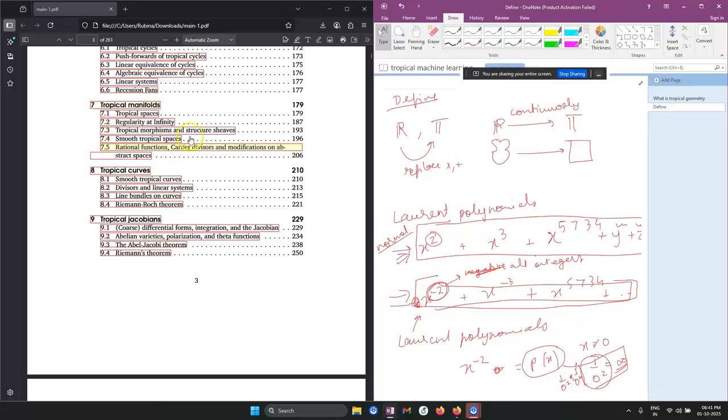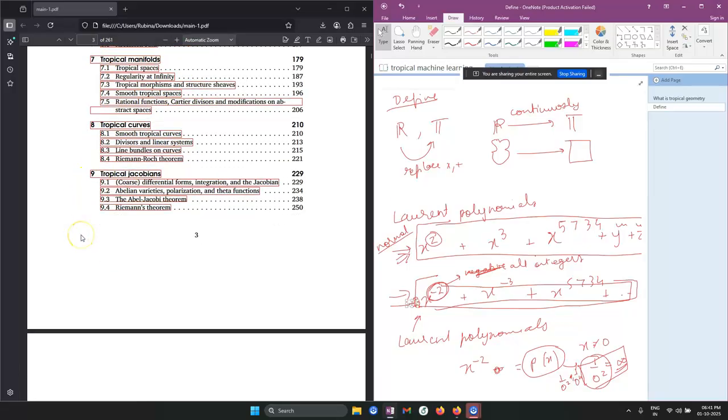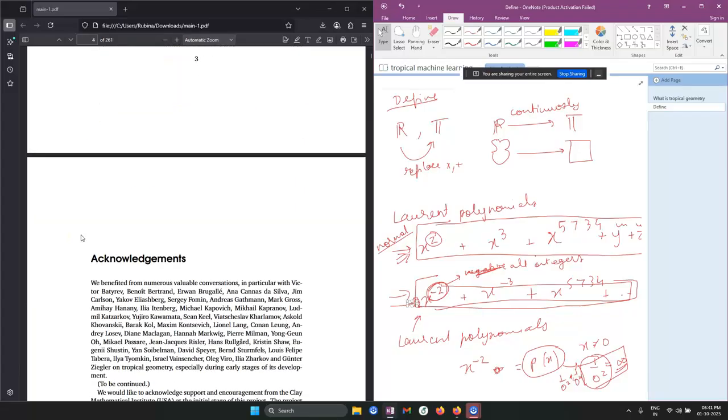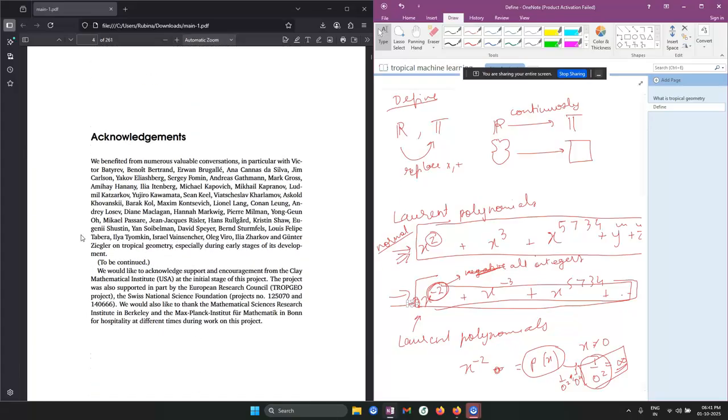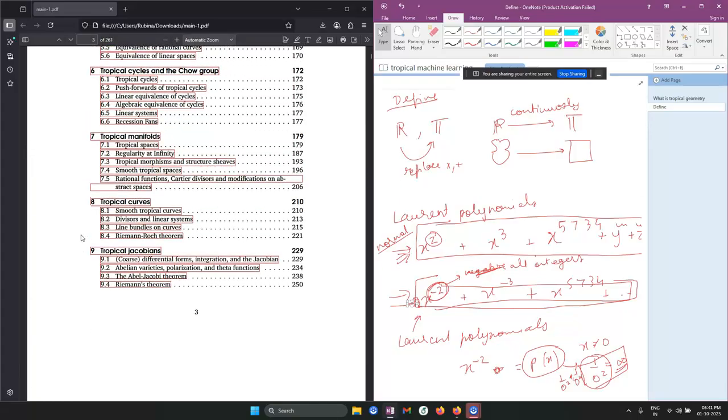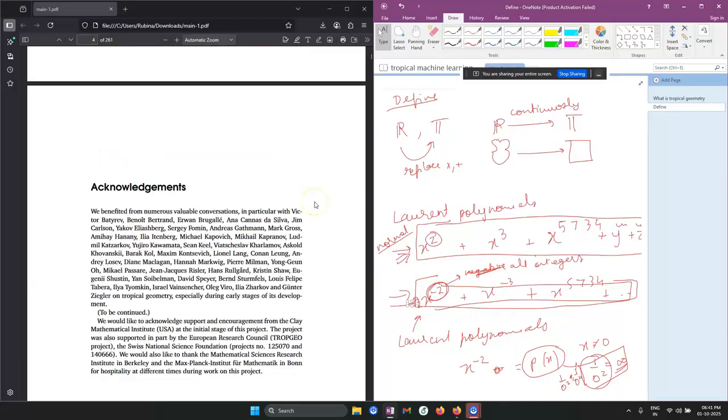Tropical manifolds will be useful to us. Tropical manifolds and tropical curves. Tropical Jacobians will be a bit too much, so we will not be needing to get into that. However, the idea is that we will be applying mainly these two chapters on our minimization of neural networks.